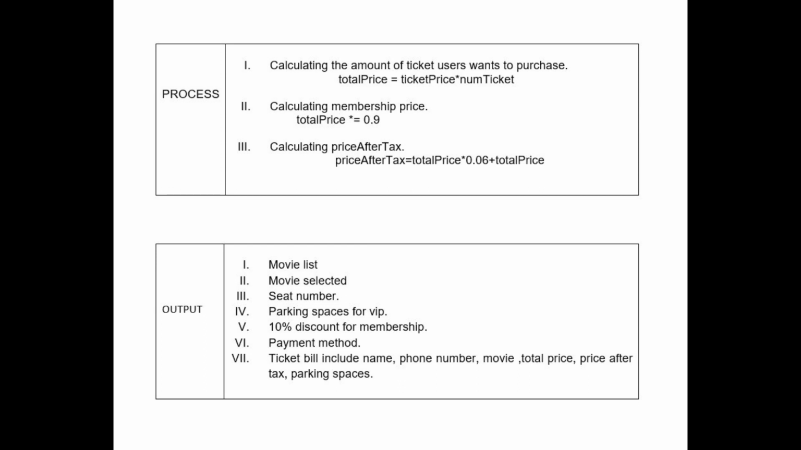0.06 plus total price. The output is movie list, movie selected, seat number, parking space for VIP users, 10% discount for membership, payment method, and ticket bill including name, phone number, movie, total price, price after tax, and parking space. Next, I will pass to Adira for algorithm design.